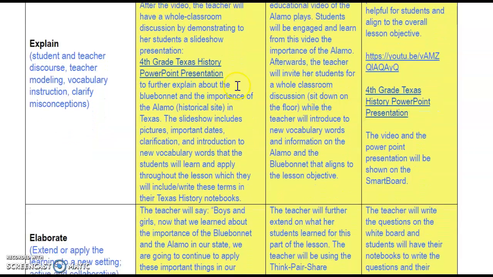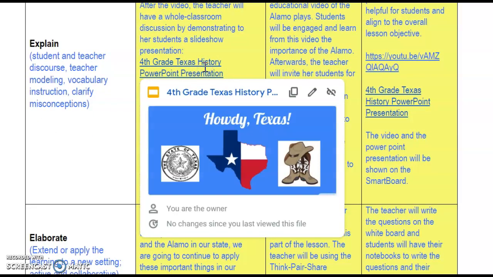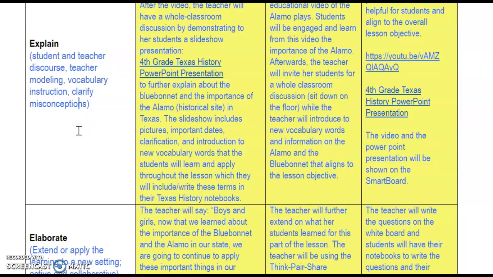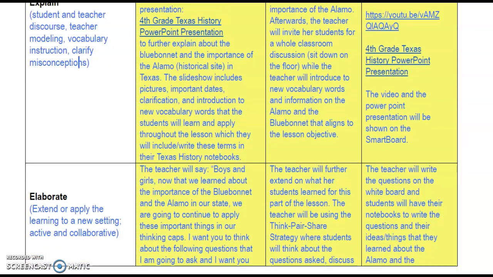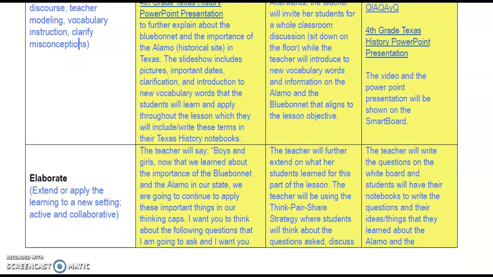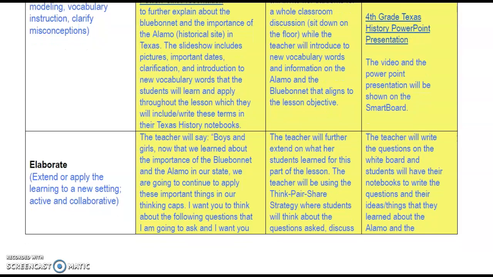And then afterwards, we'll be going deeper into the lesson by showing them the PowerPoint presentation that includes the different terms, definitions, and more information on the Alamo and the bluebonnet. And in this part, students are also going to have their Texas history notebooks with them, so they are able to write down the terms and definitions and anything else that they learn.